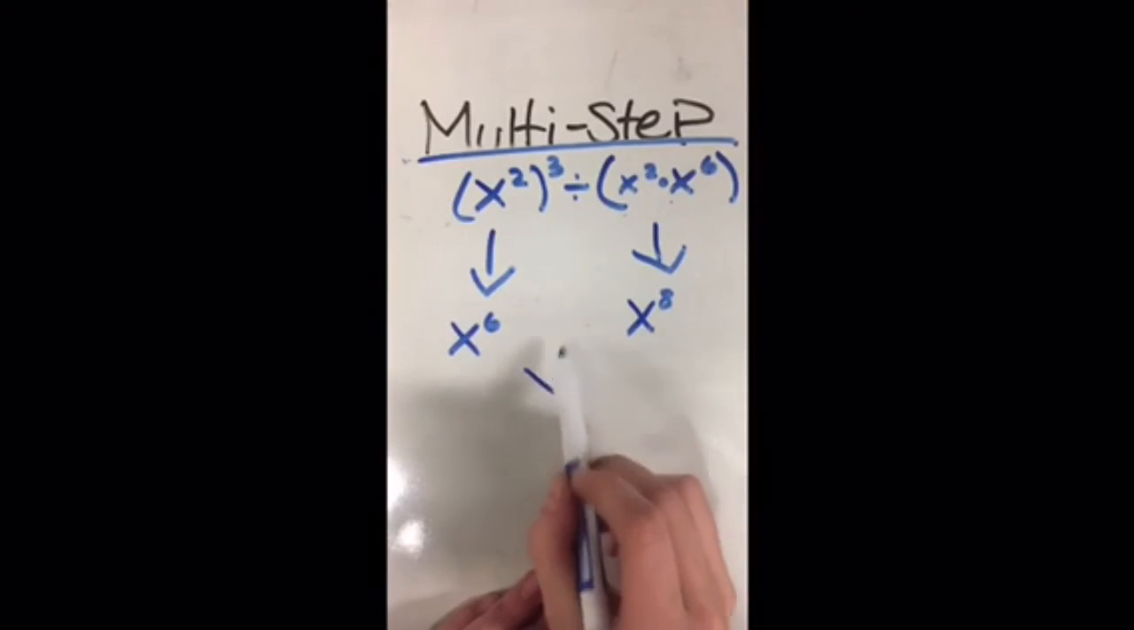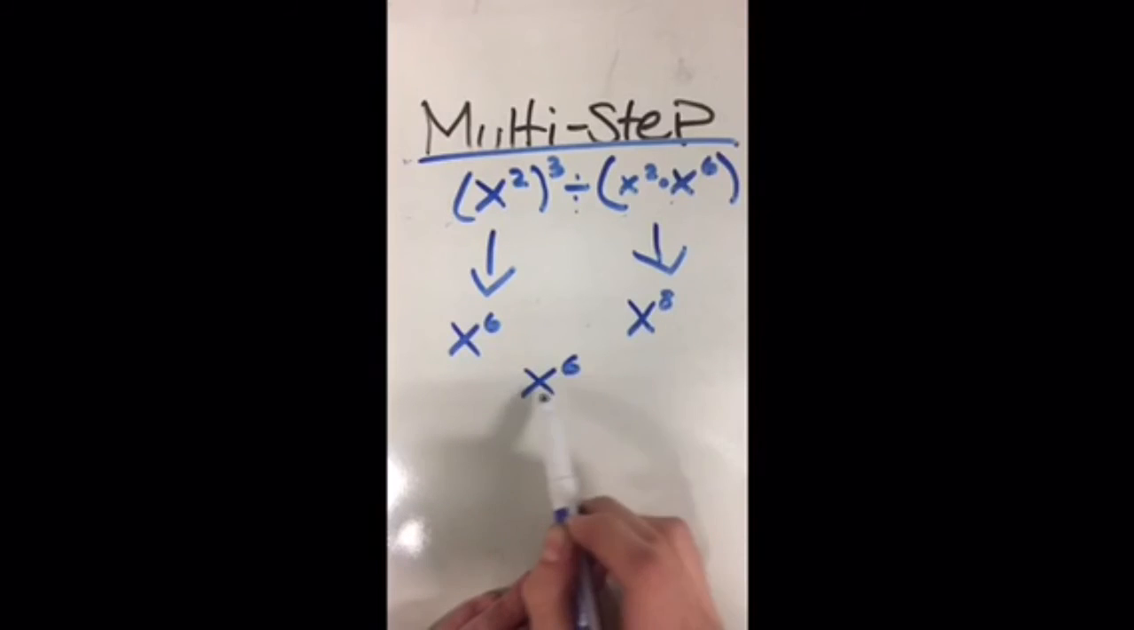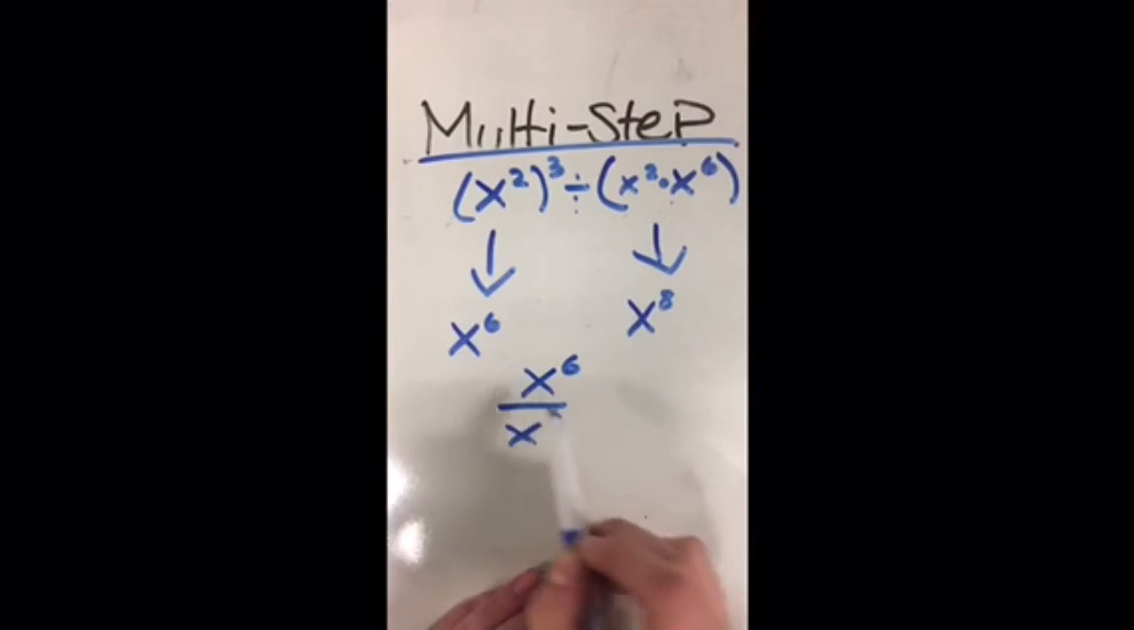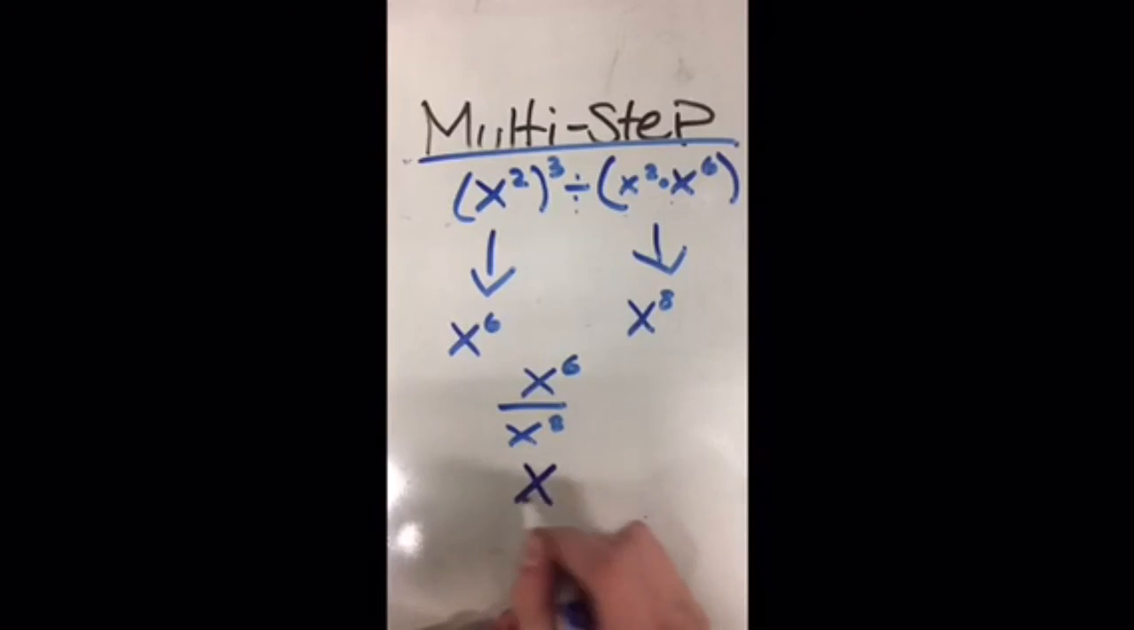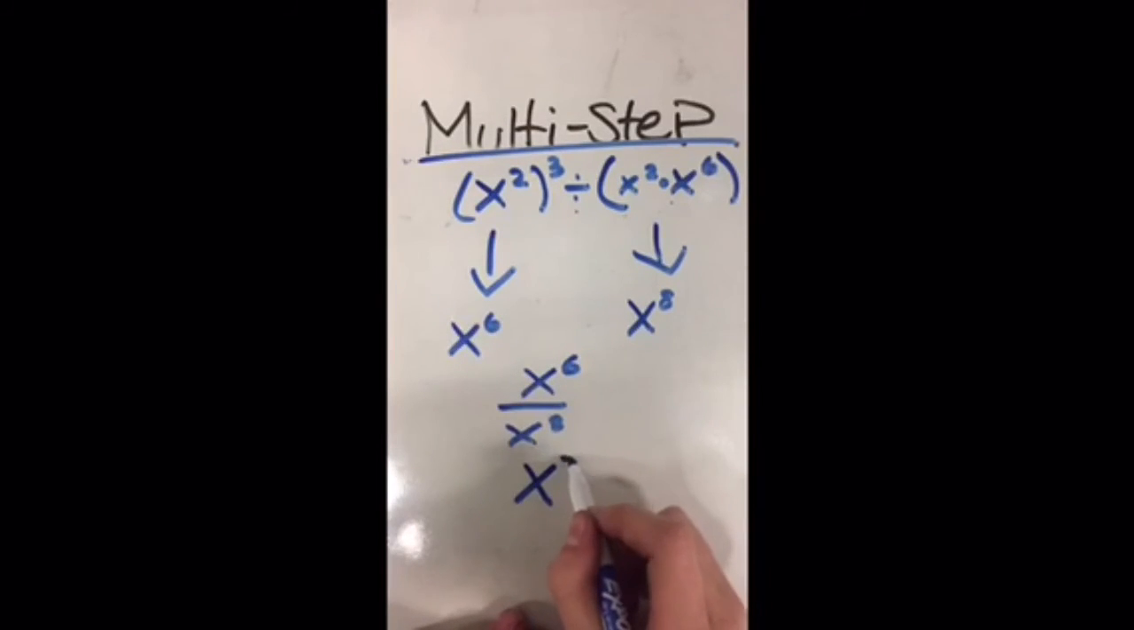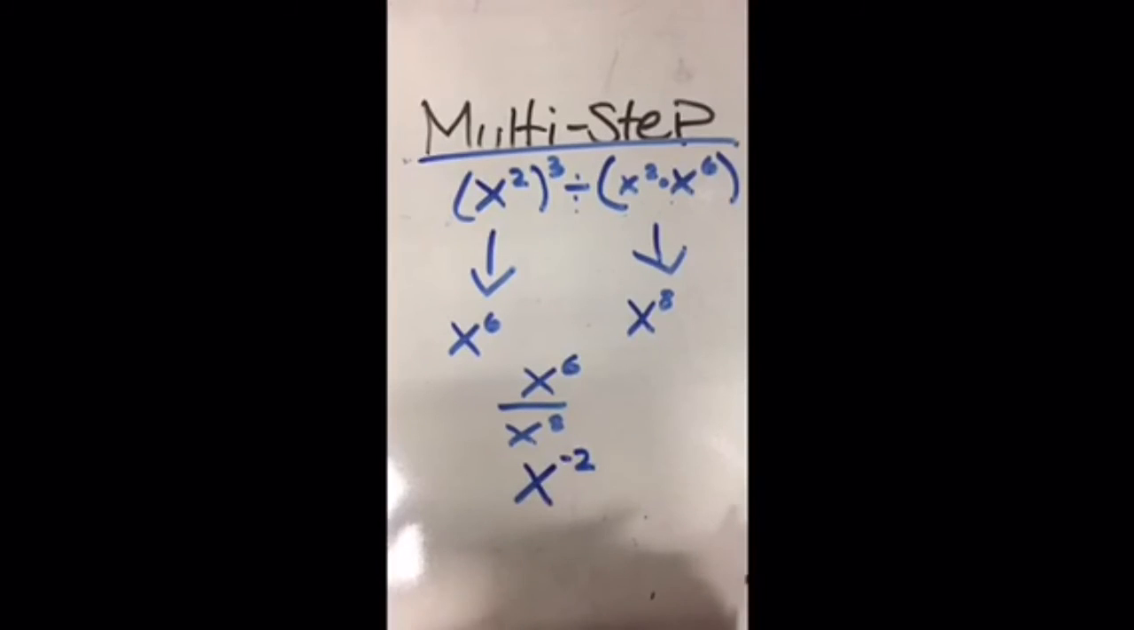Now we are going to use the quotient rule and subtract the powers, which would equal x raised to the power 6 minus 8, which would equal x raised to the power minus 2. Now, lastly, we are going to use the negative rule, which would result in 1 upon x raised to the power 2, which is the answer.